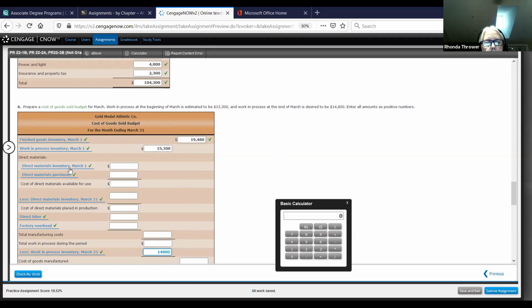The next thing I want to look for is my direct materials beginning inventory. And this amount I'm going to have to determine. So again, I'm going to go to my Excel spreadsheet, and we'll stop sharing this with you, and we're going to look for our direct materials beginning inventory.